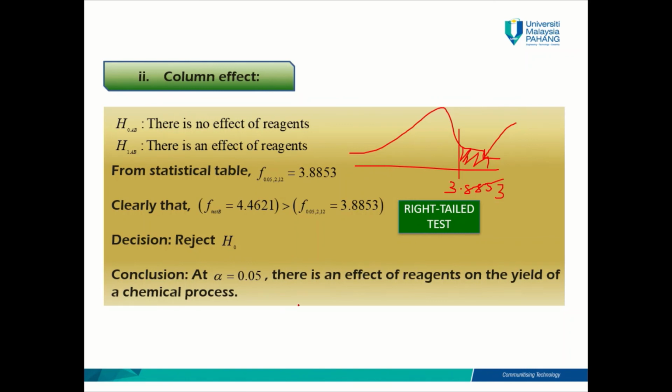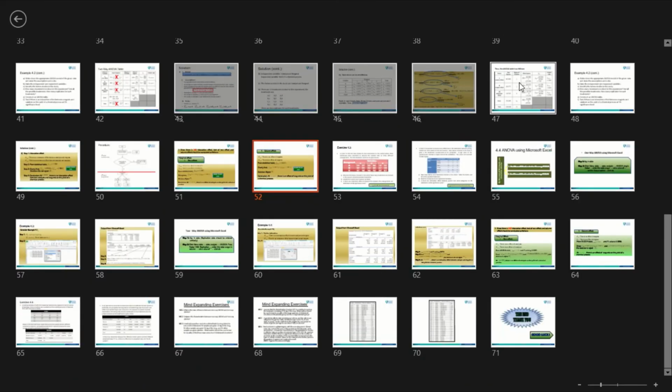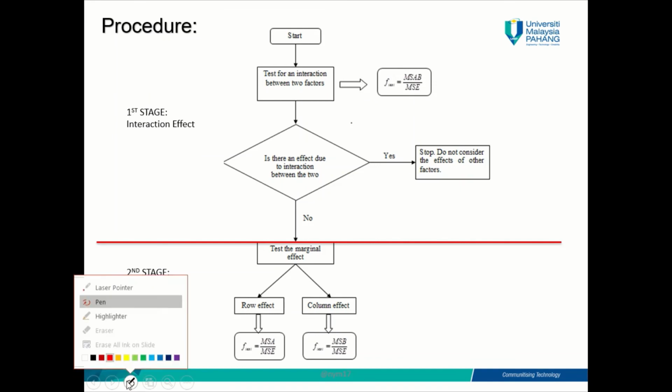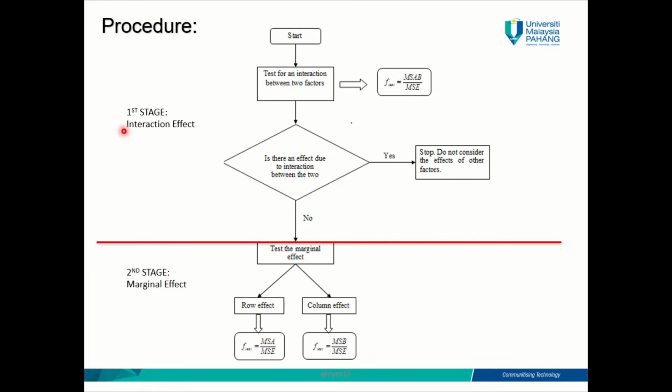Done with the two-way ANOVA analysis. So that's how you conduct two-way ANOVA analysis. You must follow this procedure. You start with the first stage, which is the interaction effect. If the conclusion says there is no interaction effect, you must proceed to the marginal effect, in which you must conduct two more hypothesis tests: one for the row effect, one for the column effect. Isn't that interesting, class? So that's how you do it.